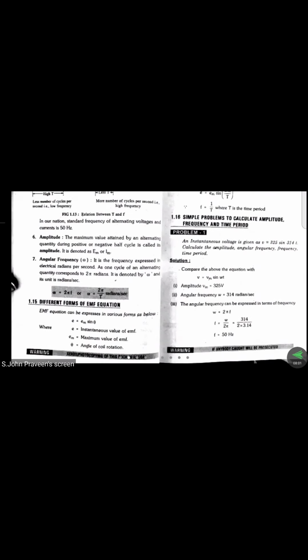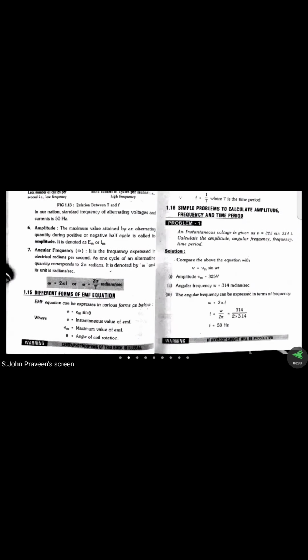Next, different forms of the EMF equation, which we already discussed. E is equal to Em sin theta. Instead of theta we can write omega t. Instead of omega we can write 2 pi f. So according to our convenience and the given data, we can change the formulas. This is for alternating quantities only.